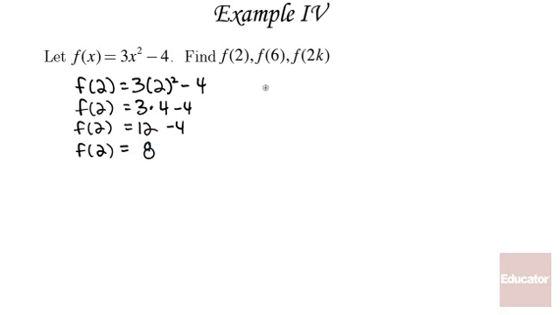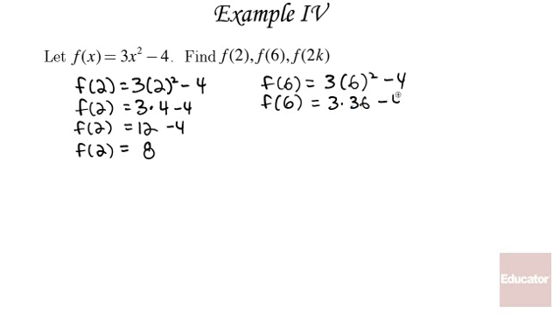Next, I'm asked to find f of 6. And that's going to equal 3 times 6 squared minus 4. f of 6 equals 3 times 36 minus 4. And that turns out to be 108 minus 4. So f of 6 is 104.